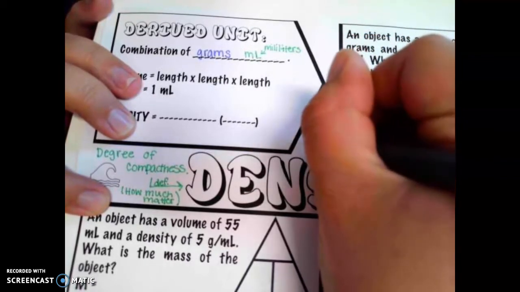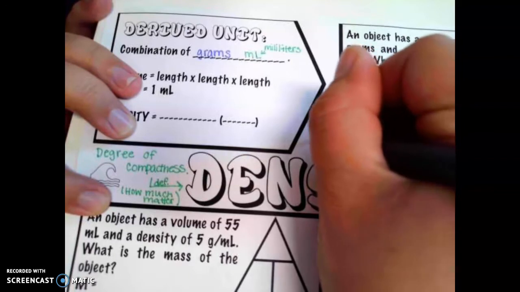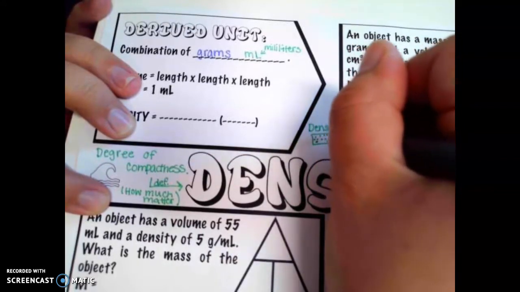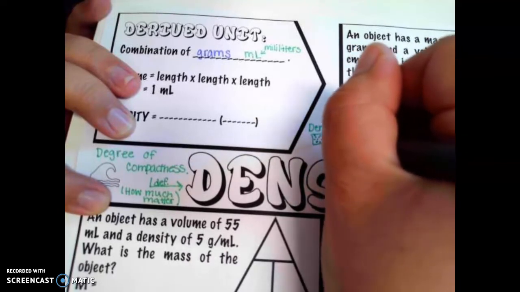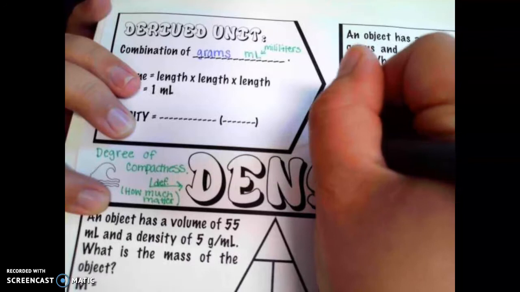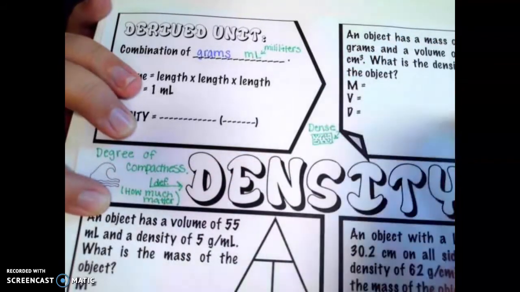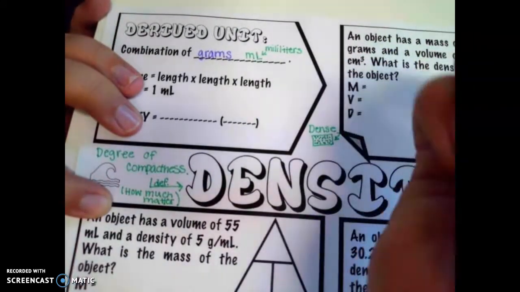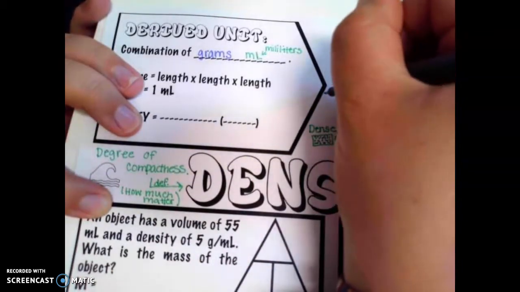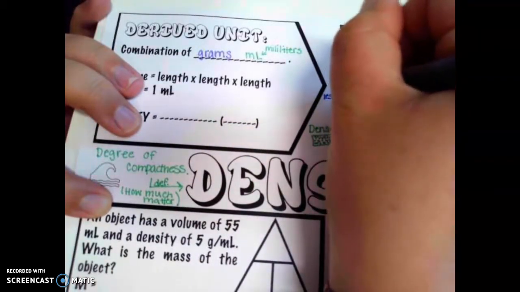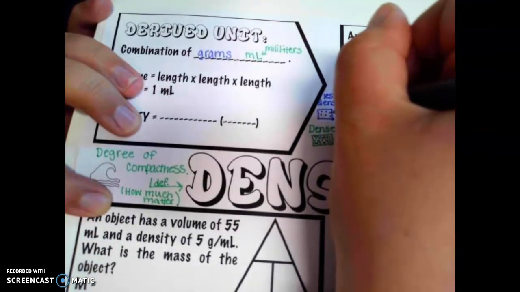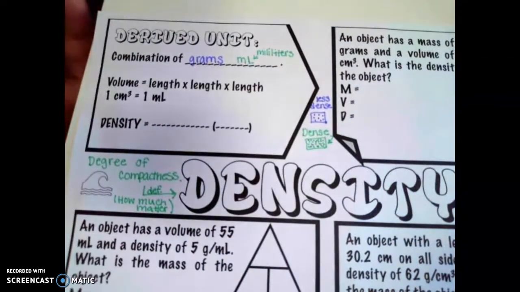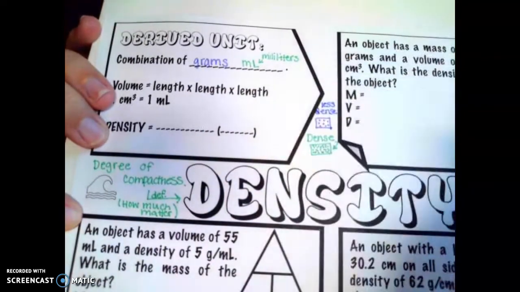So let's draw that. A really dense object will have, if these dots are molecules, the box is the boundary of the object. Our molecules will be really packed in there, nice and tight. If we have an object that is less dense, it's not going to have nearly as many molecules. There'll be lots of space. Therefore, it won't be as compact.